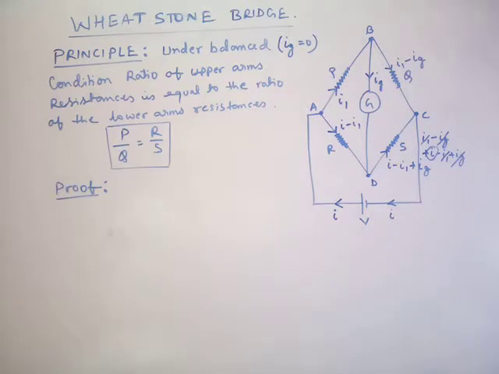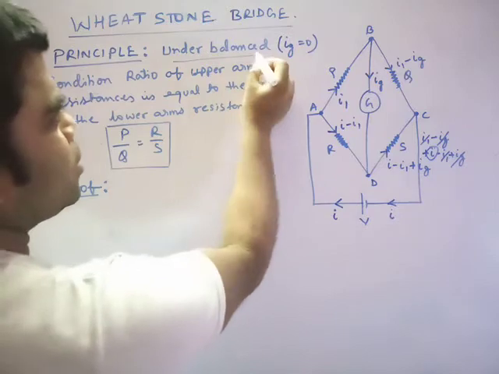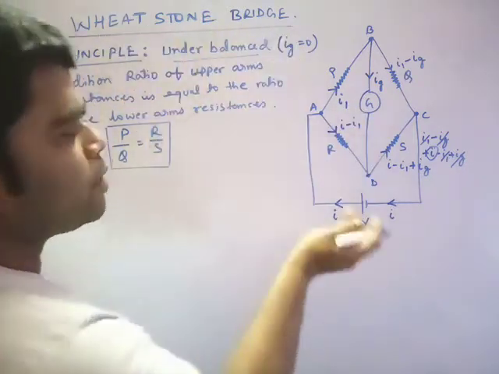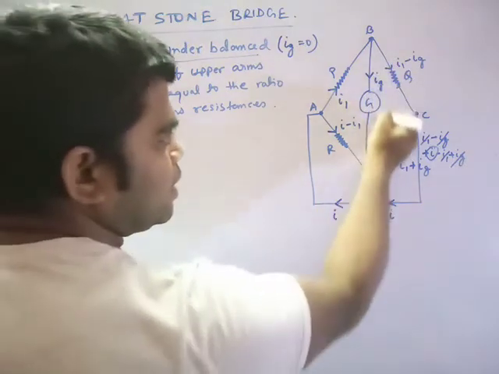Now, under this balance condition, when the Wheatstone bridge is balanced, as I told you, Wheatstone bridge means balanced Wheatstone bridge. So I will take this current as 0.